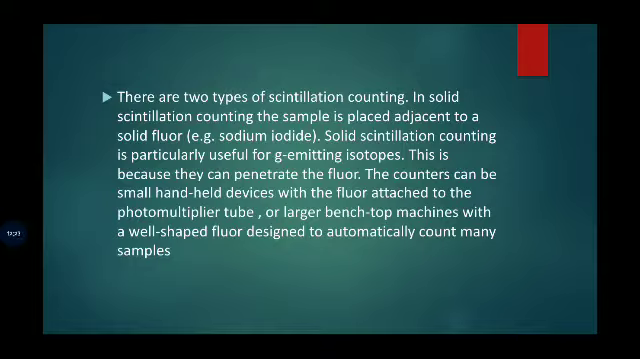Scintillation is the process of emission of light, and in this, scintillation counters, or counting machines, are used, which detect the light produced by the excitation of the radioactive material or the fluors. There are two types of scintillation counting. In solid scintillation counting, the sample is placed near a solid fluor, for example sodium iodide.